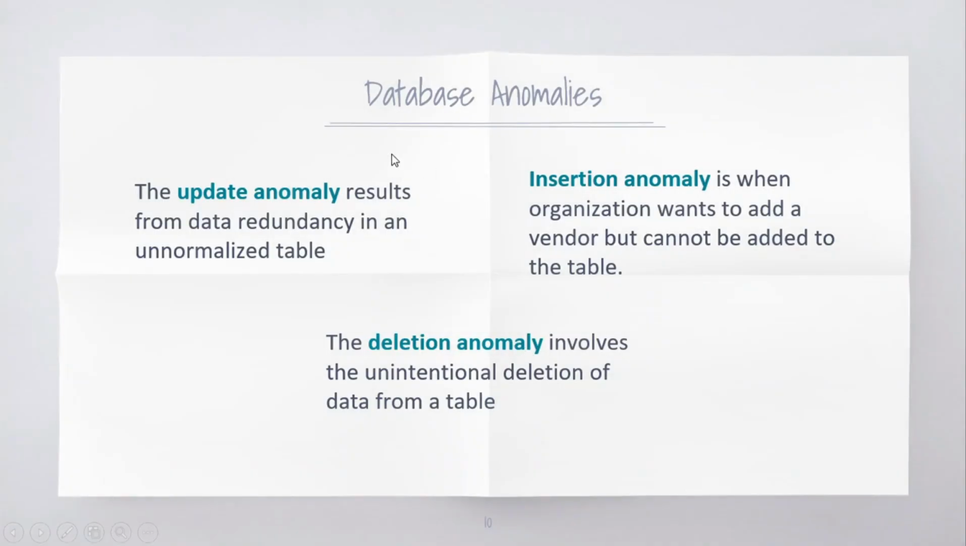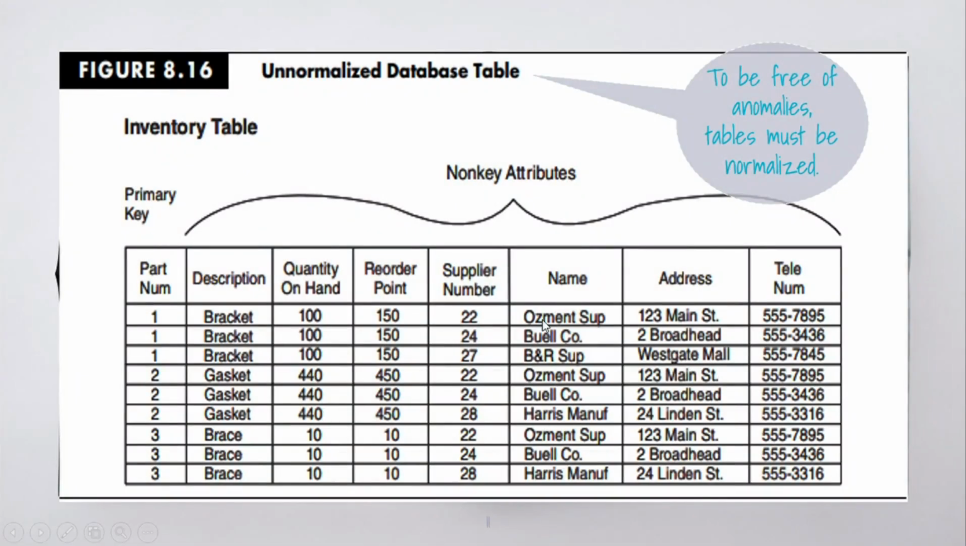So these are the database anomalies. First, the update anomaly. It resulted from data redundancy in an unnormalized table. Insertion anomaly. It is when the vendor cannot be added to the table. Deletion anomaly. It is an unintentional deletion of data from a table. So this is an example of an unnormalized database table. As you can see, there are redundant data.